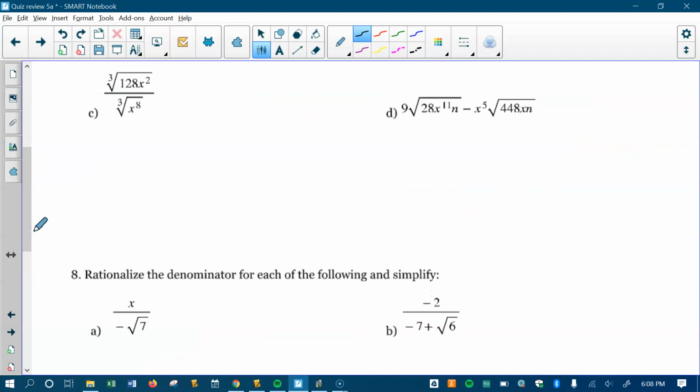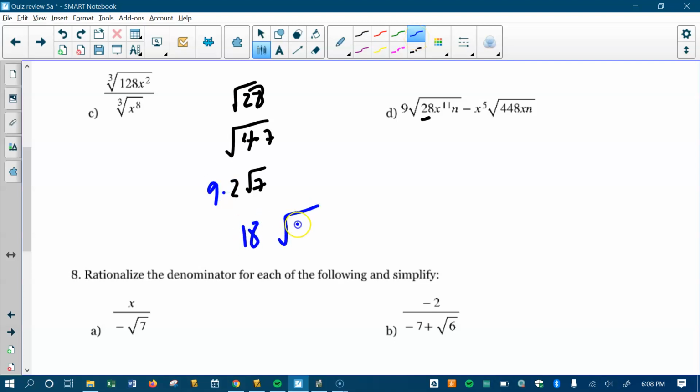We have 9 times the root of 28x to the 11th minus x to the 5th. Okay, let's simplify root 28 first. Root 28, you're looking for a square number, like 4 and 7. The square root of 4 is 2, so you have 2 root 7 for the first part. The 9 is going to multiply that, so it's going to be 9 times 2 root 7, which is 18 root 7.